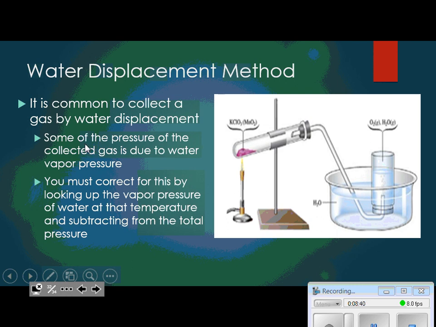Some of the pressure, though, of the collected gas up here is not necessarily due only to the gas that you're trying to get, but it's also due to the vapor pressure of water.